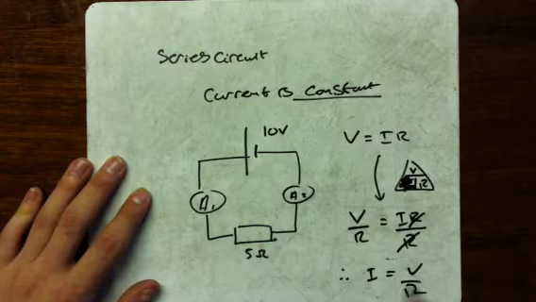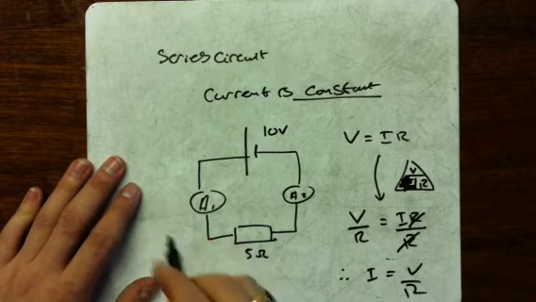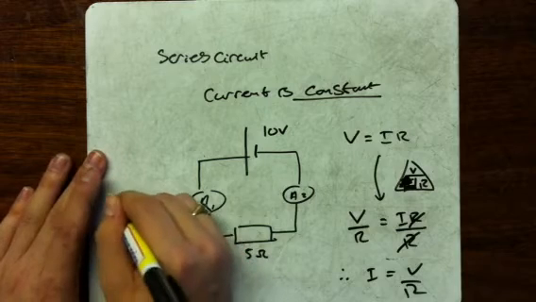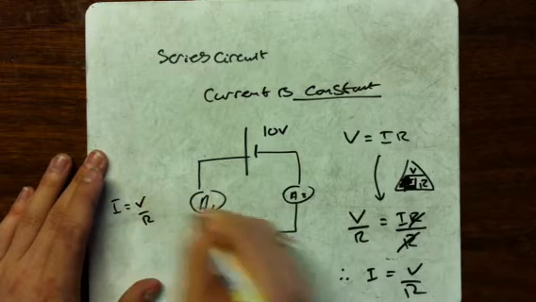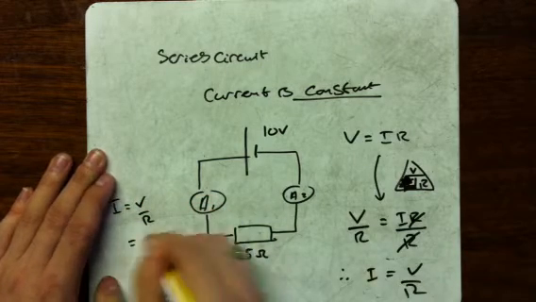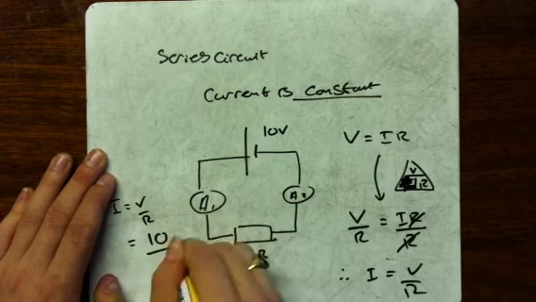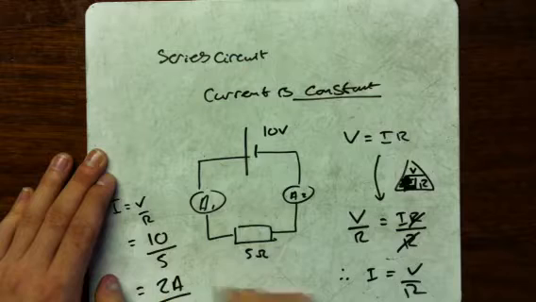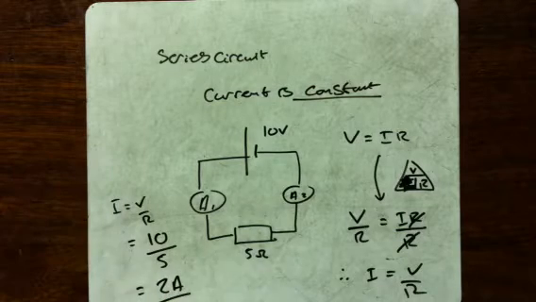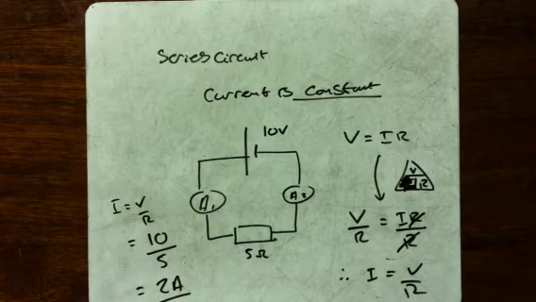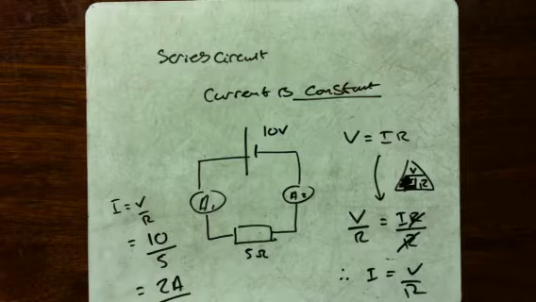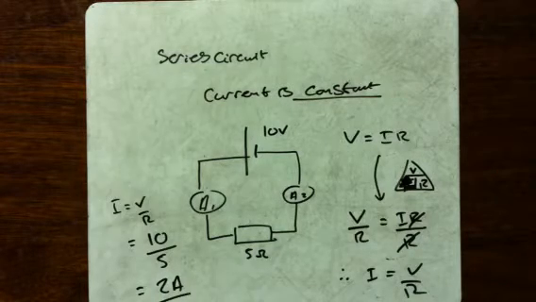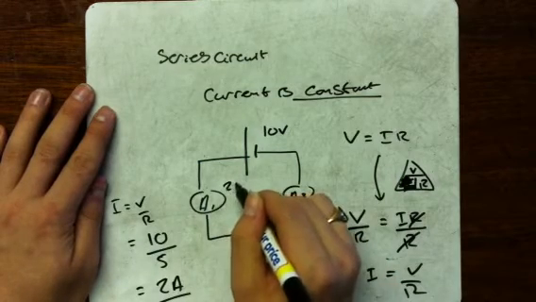Now, if we want to find the current of this particular circuit, we use I equals V over R equals 10 volts over 5 ohms equals 2 amps. Now, some of you might be thinking, but what have we just worked out? Have we worked out A1 or A2? Well, because of this Kirchhoff's law, we've actually worked out both. Both A1 and A2 are 2 amps.